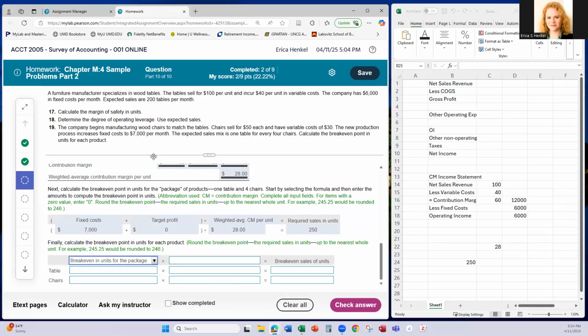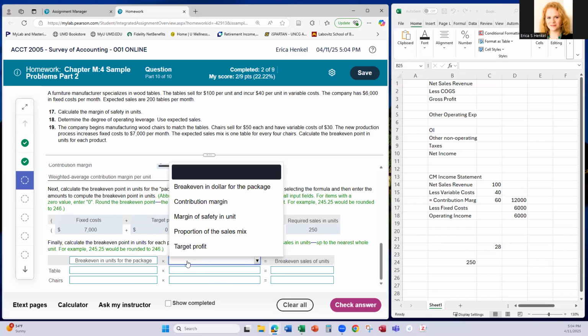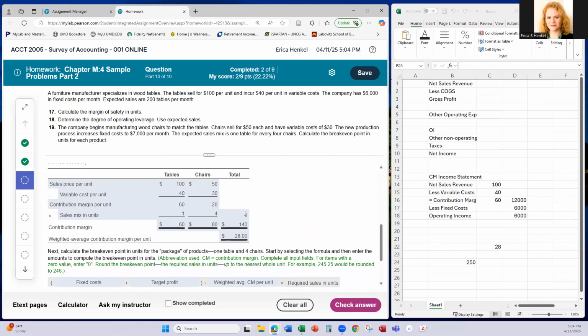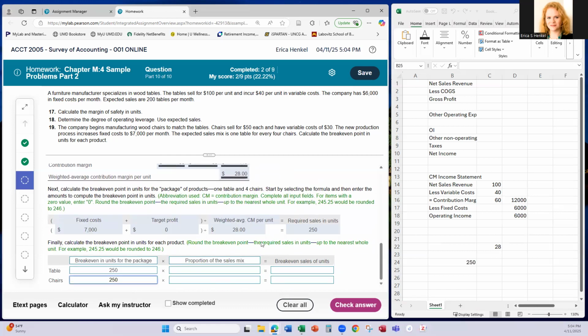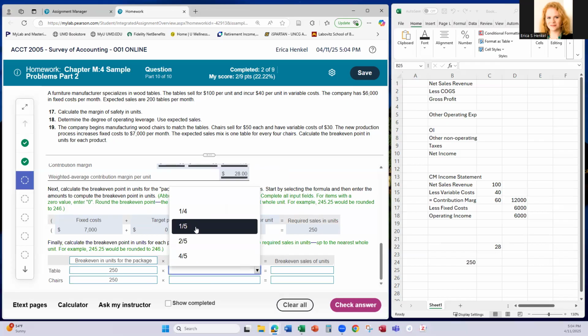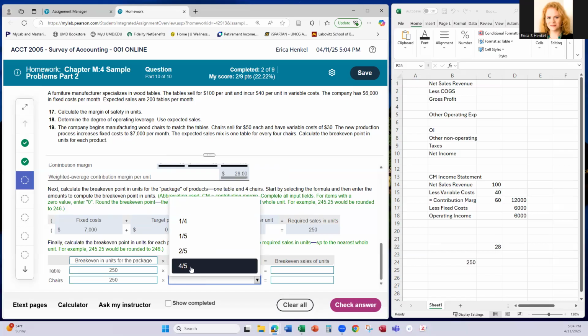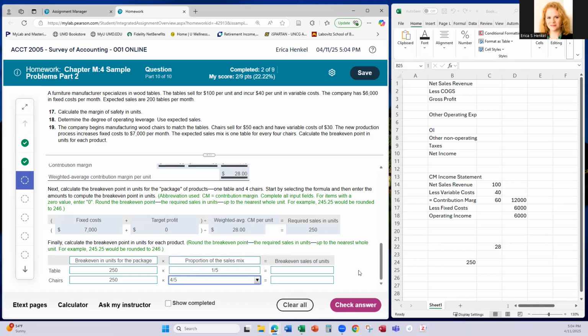And we're going to multiply that times the proportion of the sales mix that each of those items is, okay? So in total, we said 250 units is the number in total. And the mix of that is going to be, so we've got 5 items. 1 of those 5 items is a table and 4 of those items is a chair. So 1/5 is for the table and 4/5 is for the chairs.